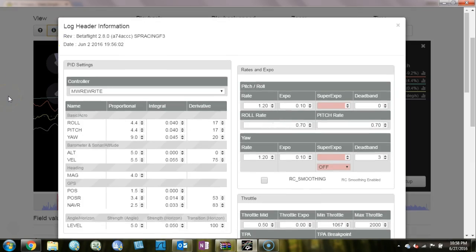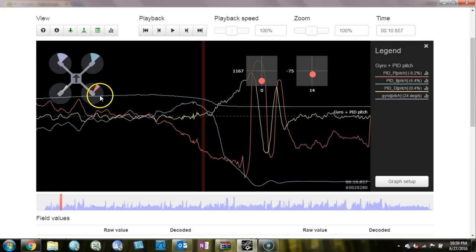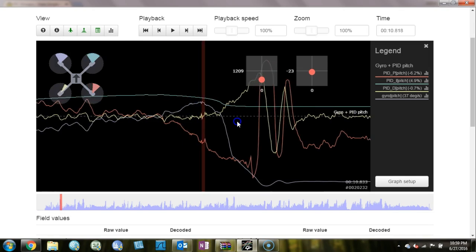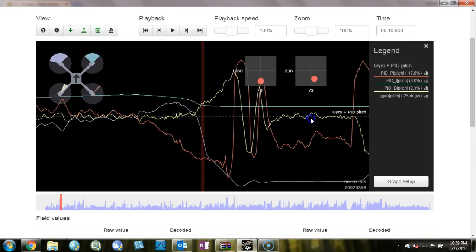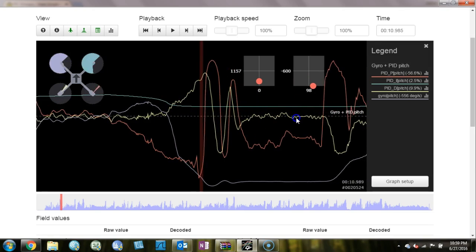40, 40, and 45. I usually end up with more I gain than that on pitch. Personally, maybe take it up to 50 and see if that goes away. Then again, maybe it's so fast you hardly even notice it. Now the gyro is negative. The copter is moving backwards. It's back flipping. It's flipping backwards on the pitch axis.